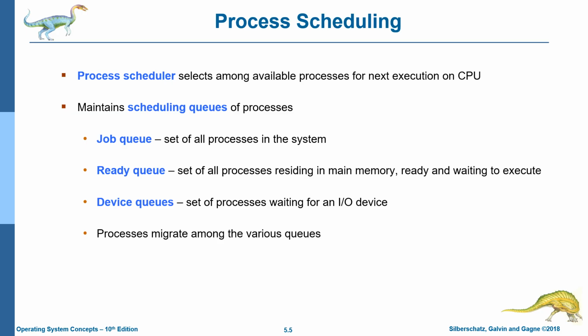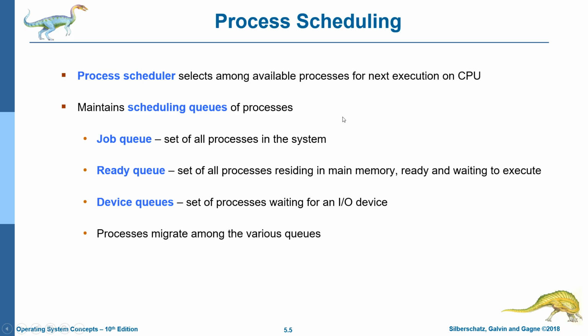A process is a program in execution. For example, if we have a certain set of instructions, we call it a program. Whenever we execute those instructions, it becomes a process. If we have multiple processes at a time, the operating system has to decide which process should be executed first. The process schedulers do this work. The process scheduler selects among available processes for the next execution on the CPU.